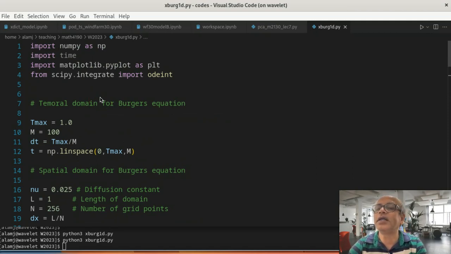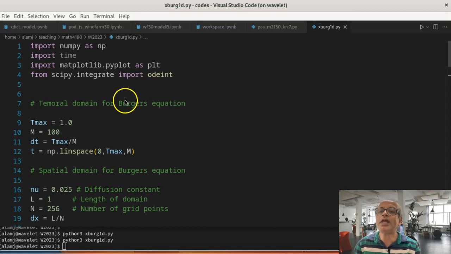We have some input statements at the beginning, and I'm going to use odeint from SciPy integrate. With this odeint we actually don't need to write the computer code for the solution, we can just call the solver. So the purpose of this talk is just to give you the basic idea of how we can use this numerical solver from Python, and similar solvers can be used also from MATLAB and also from C++.